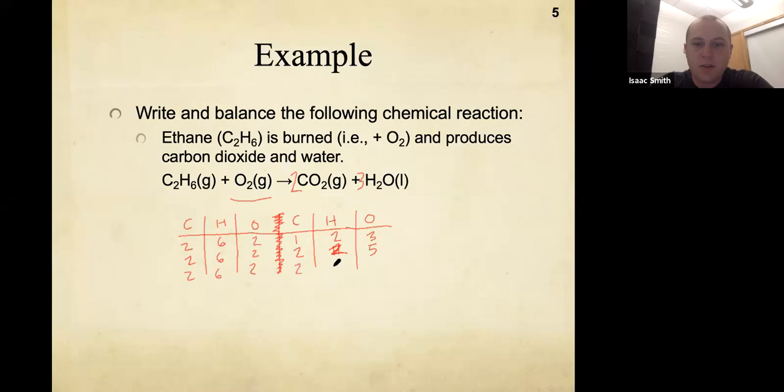I still have 2 carbons. I now have 6 hydrogens. Now I have 4 oxygens here, plus 3 is 7, right? 7 oxygens. So everything's balanced except for oxygen. So I need to change this 2 oxygens into a 7. And 2 doesn't go into 7 an even number of times.